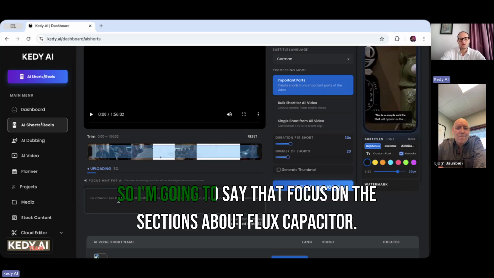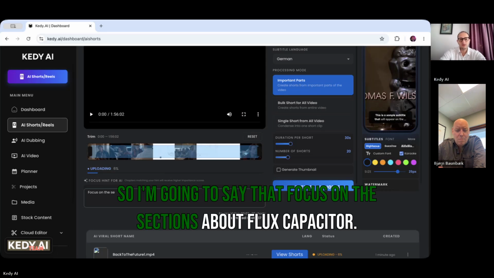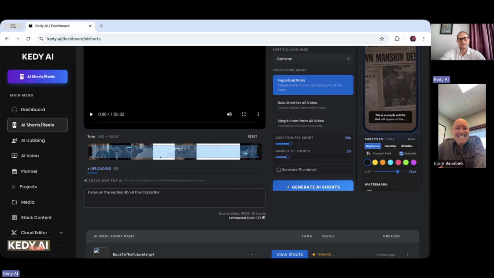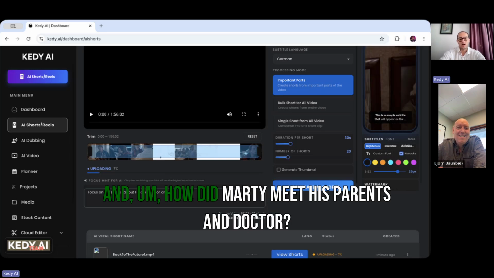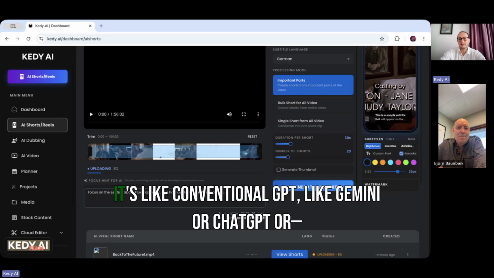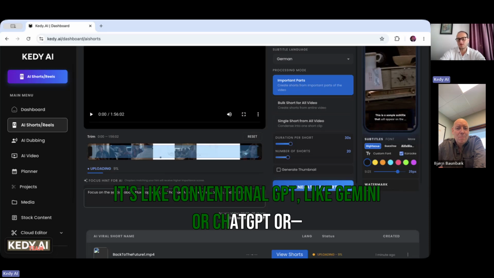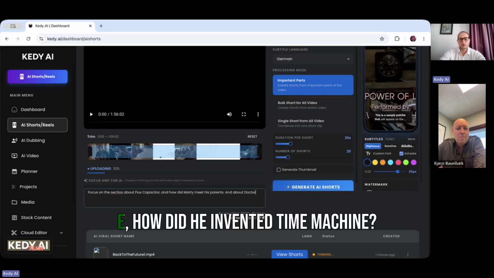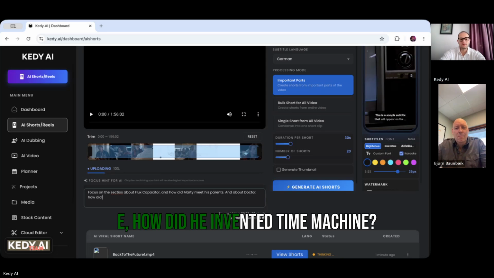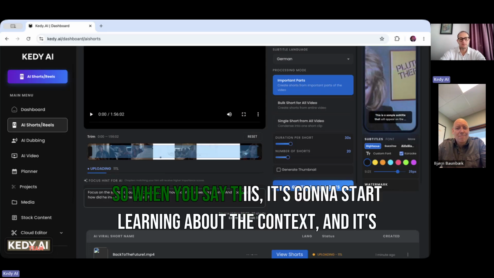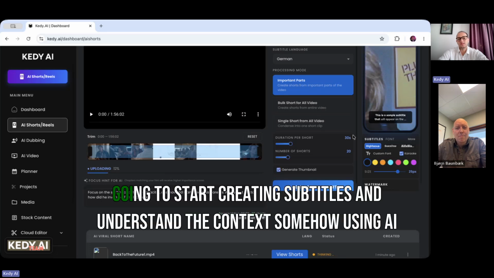So I'm gonna say focus on the sections about the flux capacitor. Remember the flux capacitor? And how did Marty meet his parents and the doctor? It's like conventional GPT, like Gemini or ChatGPT. And about the doctor: how did he invent the time machine?